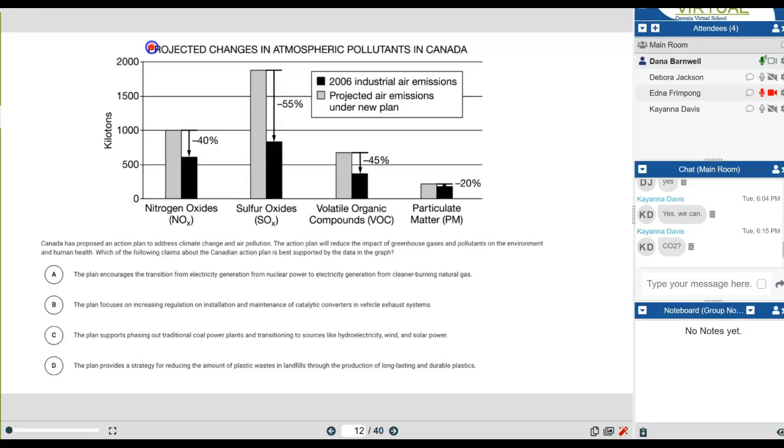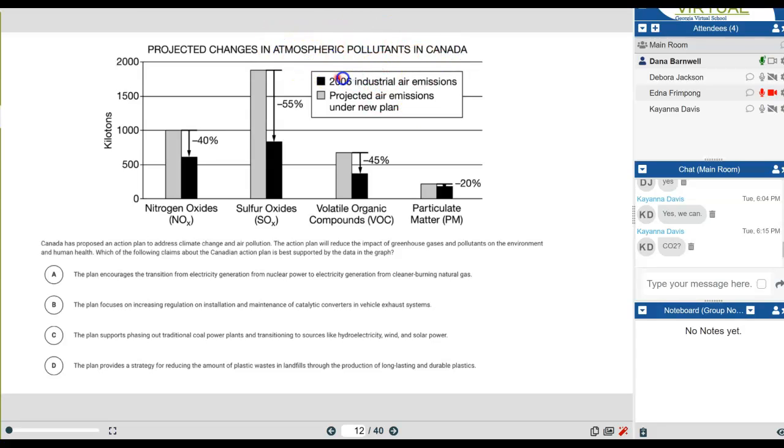Lots of charts, lots of graphs on the AP exam. And so we're trying to give you opportunities to practice. So here you have these 4 categories: nitrogen oxides, those are those NOxes; sulfur oxides, those are those SOxes; the volatile organic compounds, and the particulate matter. And this is atmospheric pollutants that are in Canada.